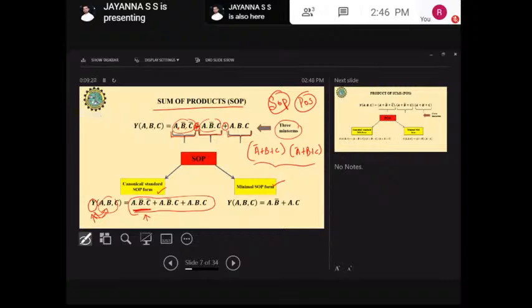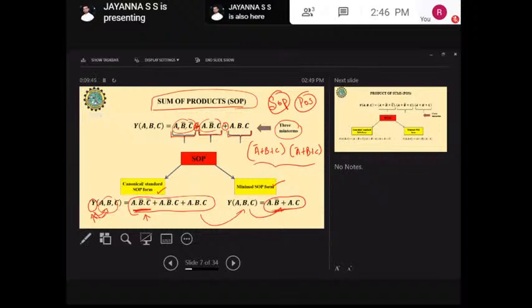Whereas the minimal SOP form is the simplified version of this canonical form, where it does not contain all the input terms in the expression. It is known as minimal SOP form. Okay, this is about SOP, sum of products.